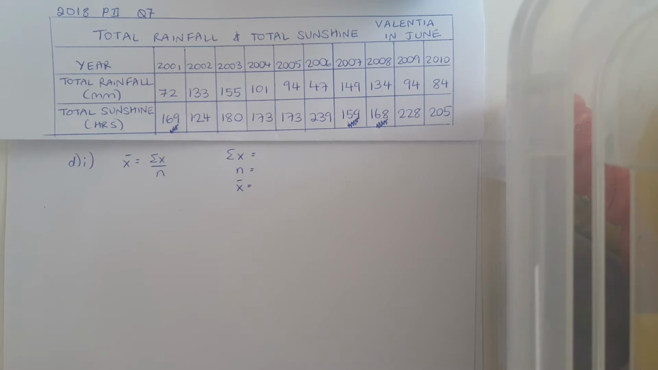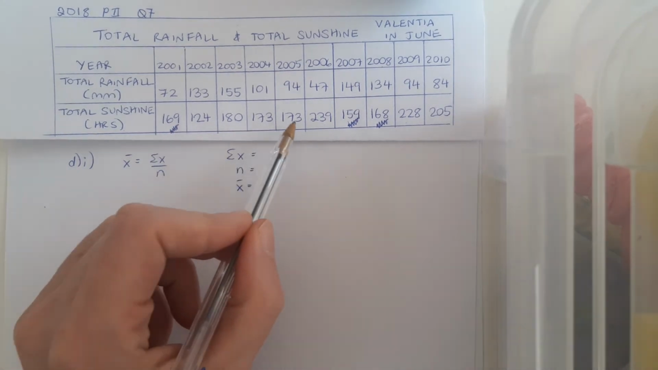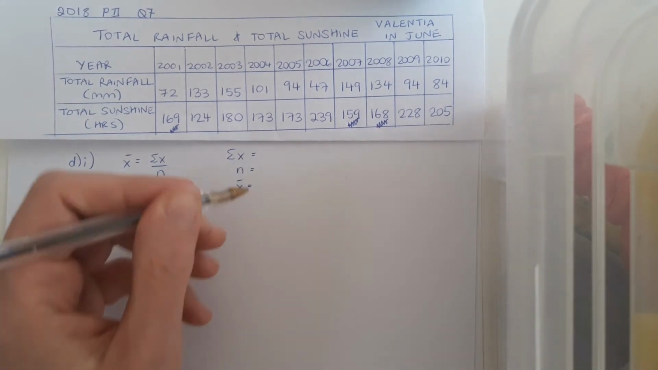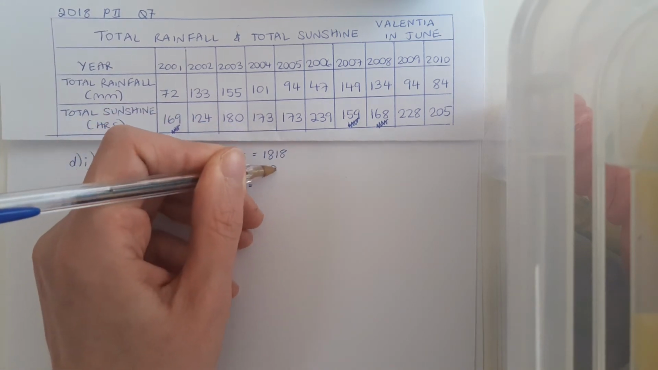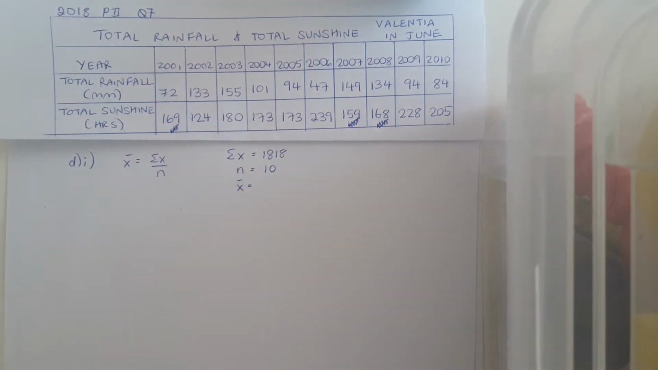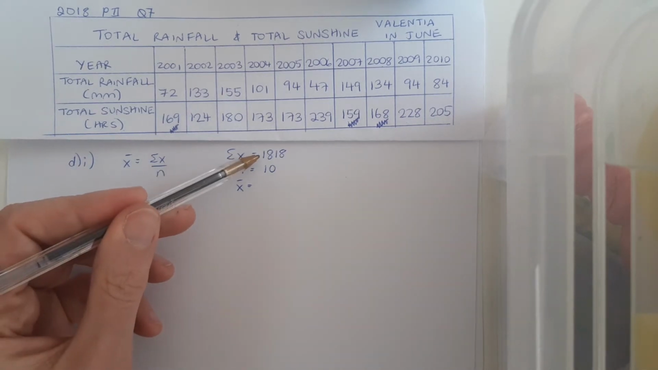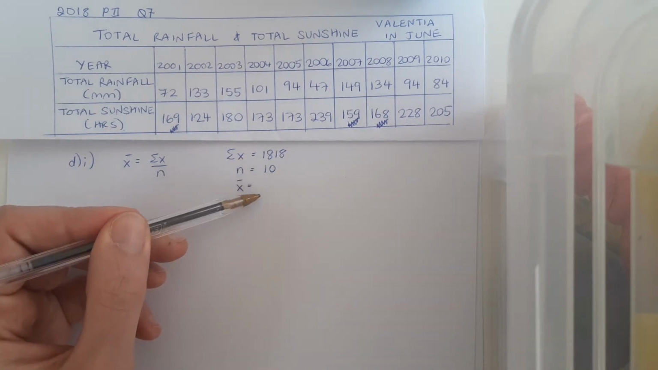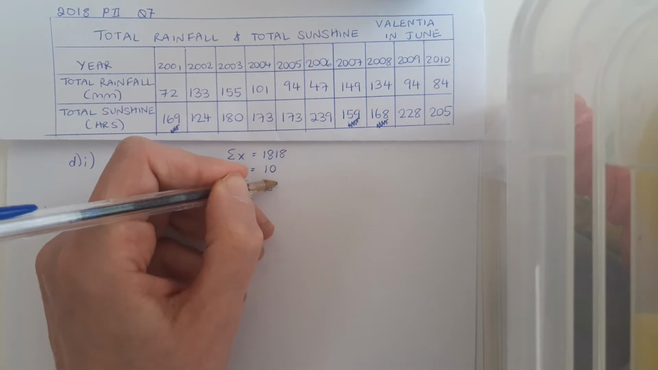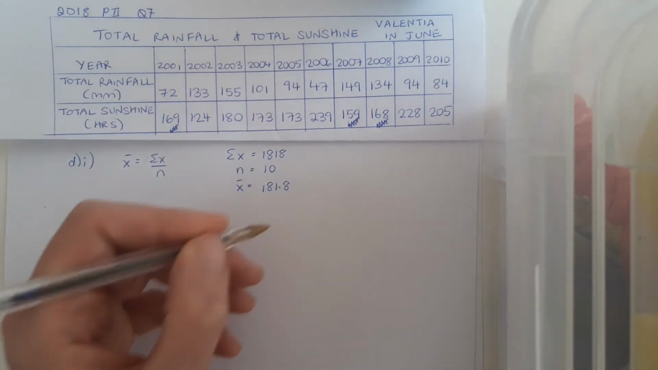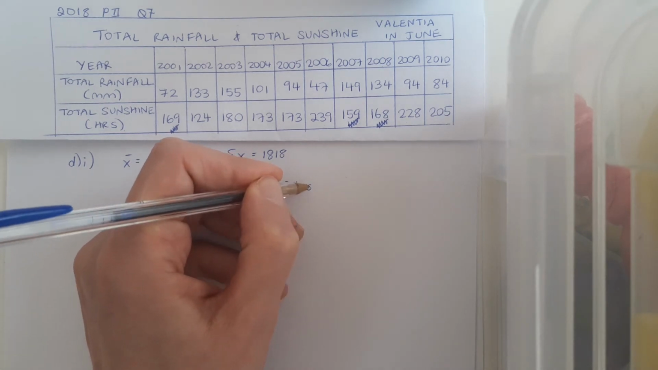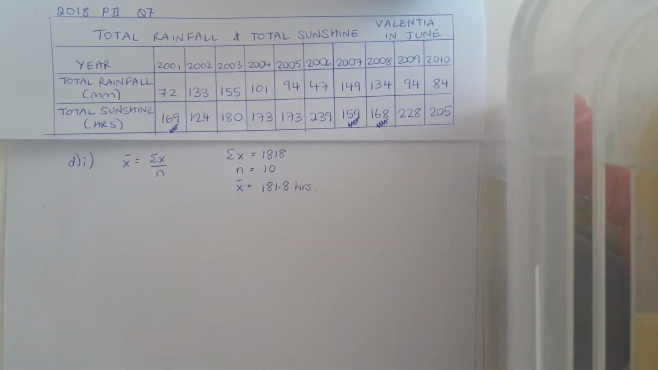So summation x this time, when I add all of these up, is going to be 1818. And I've got 10 entries, 10 pieces of data, and then I simply say 1818 divided by 10 for my mean, which is 181.8. And it's just important that I include my units. So in this case, it was hours of sunshine, so 181.8 hours.